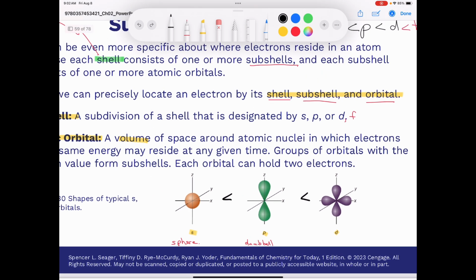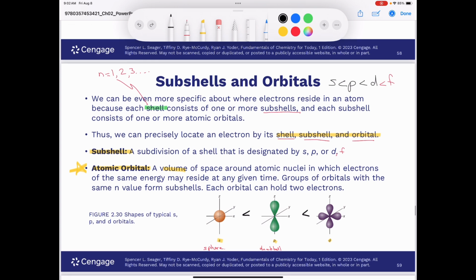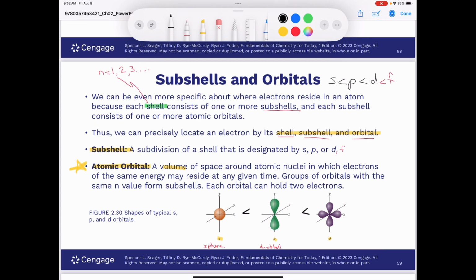And so in any one of these types of orbitals, remember that any orbital can hold 2 electrons, okay? So every orbital can hold 2 electrons. If you have a specific S orbital, it can hold 2 electrons. If you have a p orbital, it can hold 2 electrons. If you have a d orbital, it can hold 2 electrons. However, there's 3 types of p orbitals and there's 5 types of d orbitals, okay? And I'll get into that in more detail in just a minute.